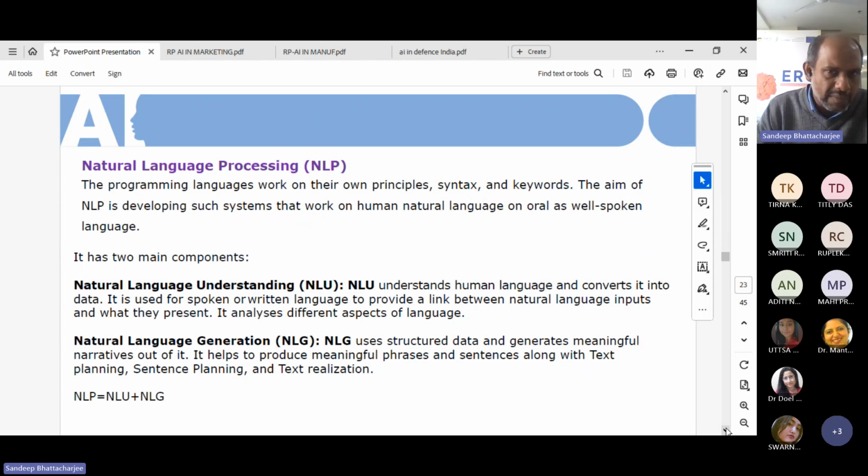Syntaxes are there, commands are there, keywords are there. So another very interesting area to work under this artificial intelligence concept. The aim of NLP is developing such systems that work on human natural language. And of course, it is very, very complex and one of the most difficult areas. The reason is so many languages belonging to so many cultures, interpreting them, mixing them.